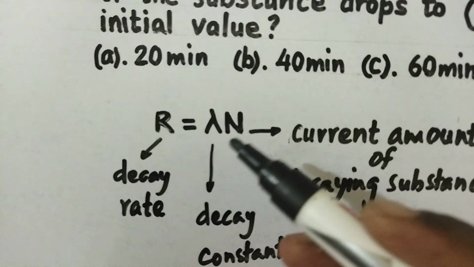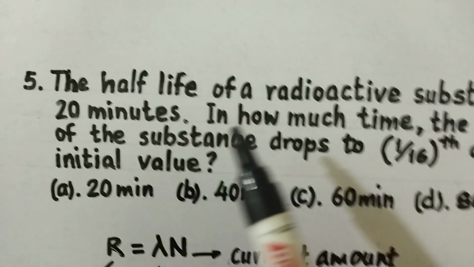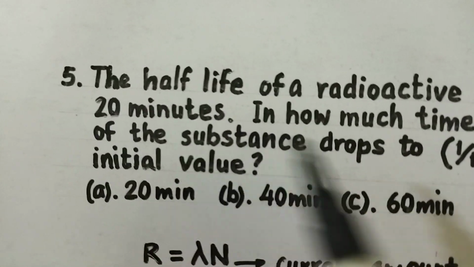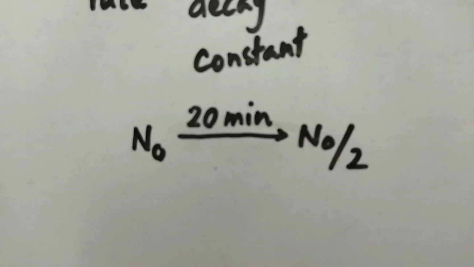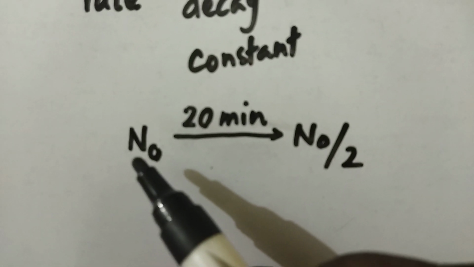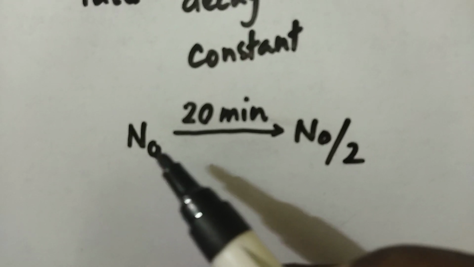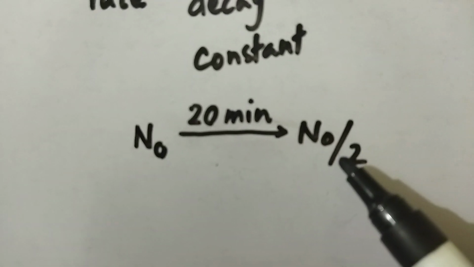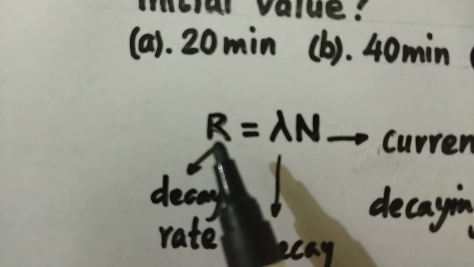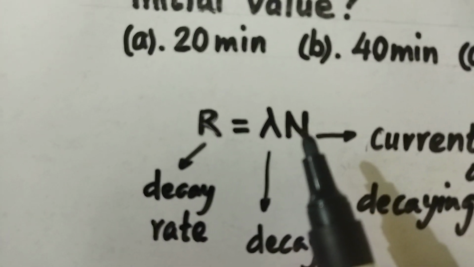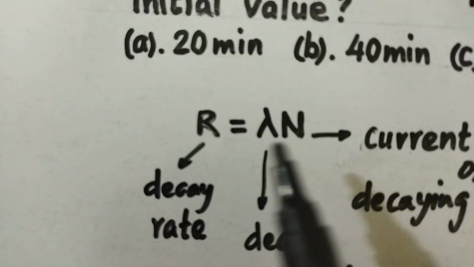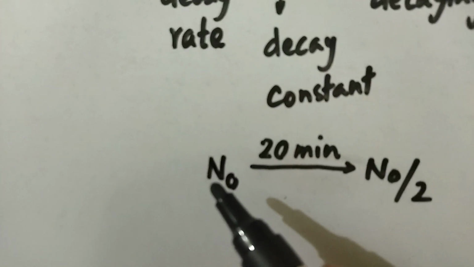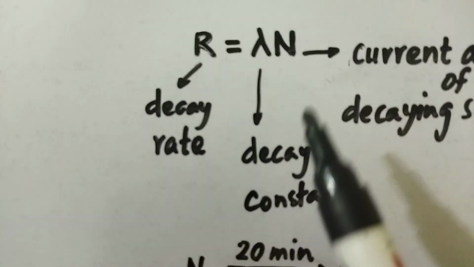So we can understand this by analyzing the statement that the half-life of the radioactive substance is 20 minutes. What does it mean? Half-life means if there is an amount of substance n naught, that reduces to half in 20 minutes. Now the activity is directly proportional to n, the current amount present, so we can measure this activity in terms of n.